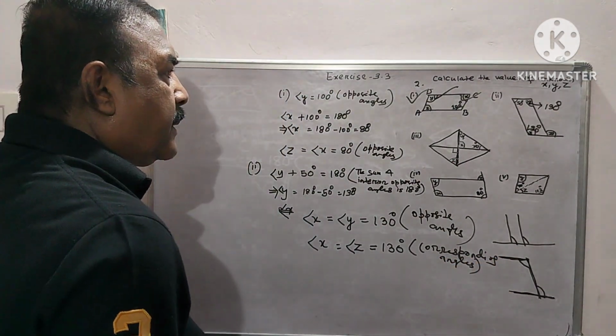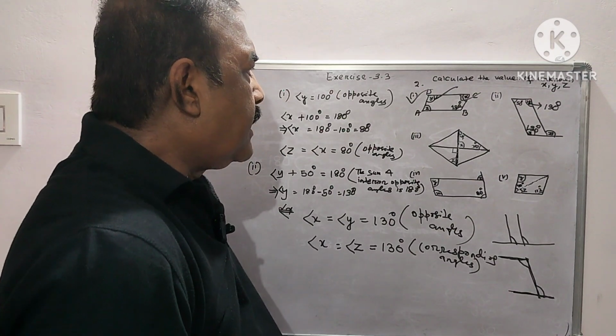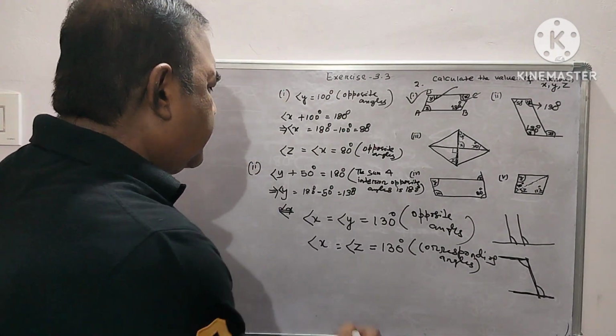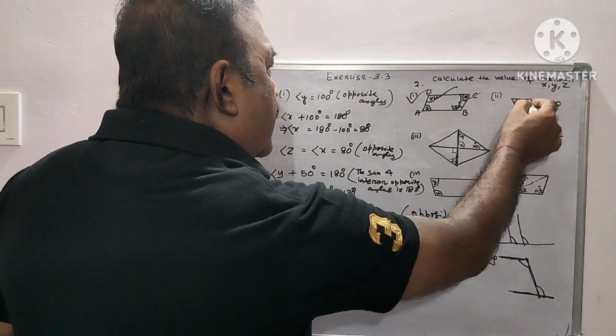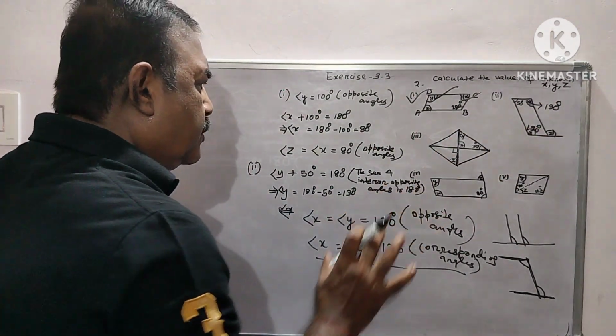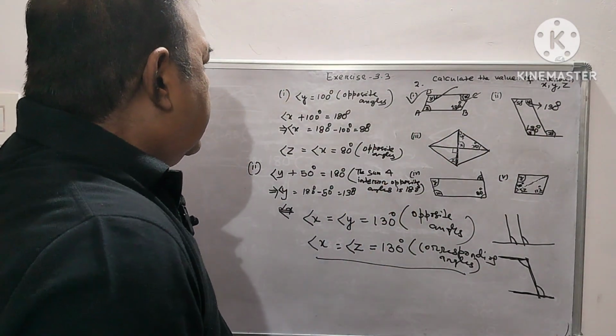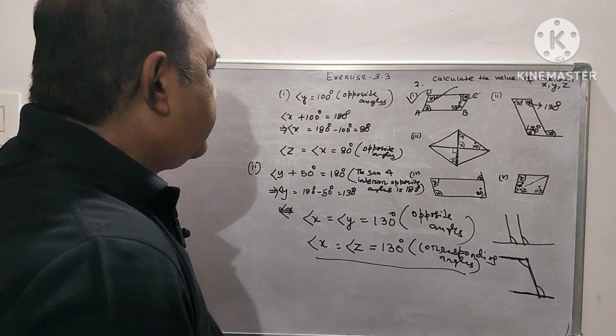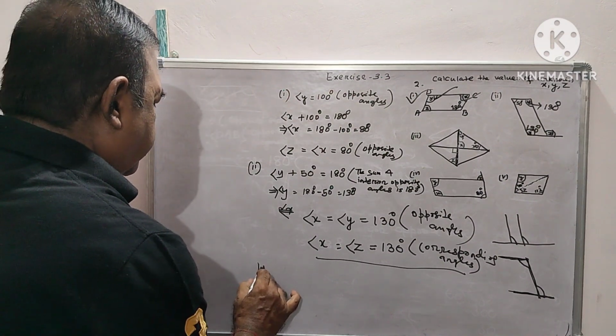Already we have known the properties of the parallel lines and the transversal. This is one of the properties. Corresponding angles will be equal, or alternate angles. Whatever you do, you can solve. So come to question number 3. What happens here? You see.